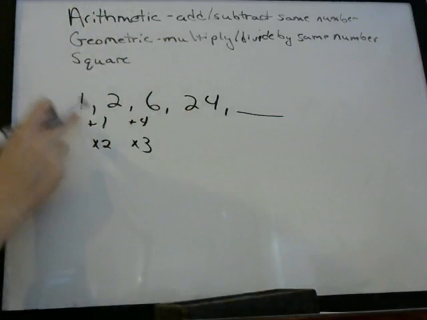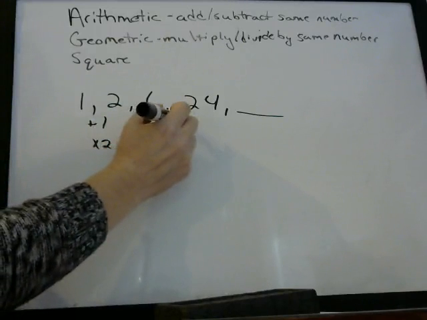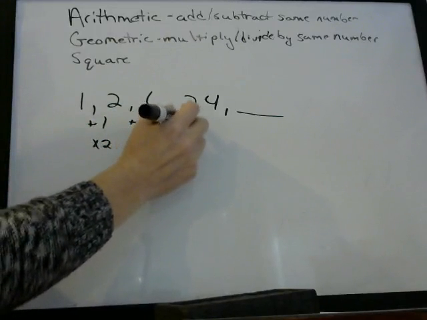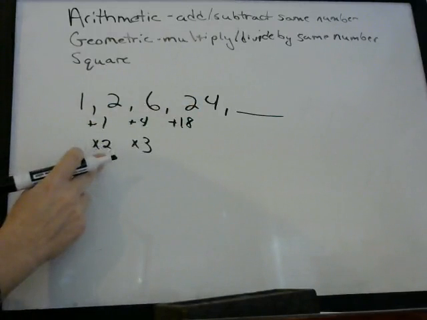Okay, so we're going to kind of go back. First, we'll look at the addition. So here we added 1, here we added 4, here we're adding, what is that, 18? So there's no real pattern in what they're adding. Let's look at multiplication.